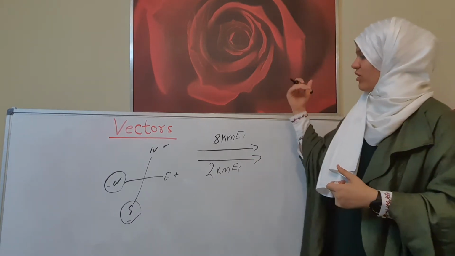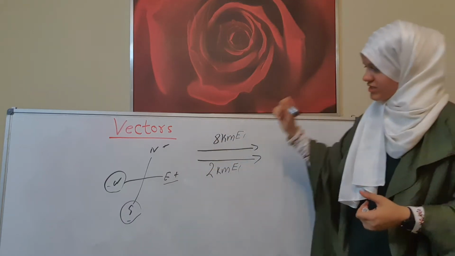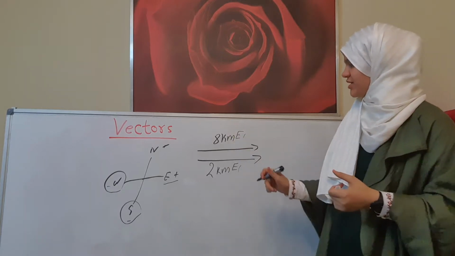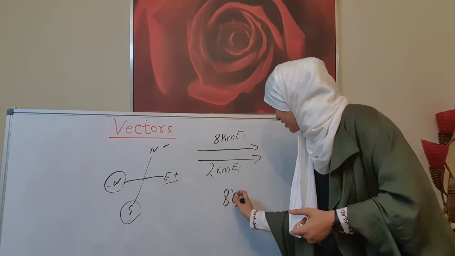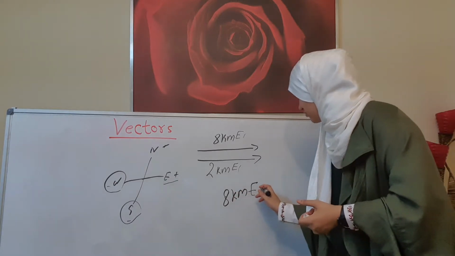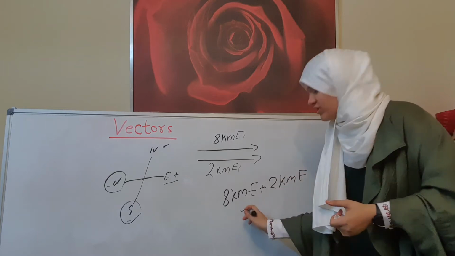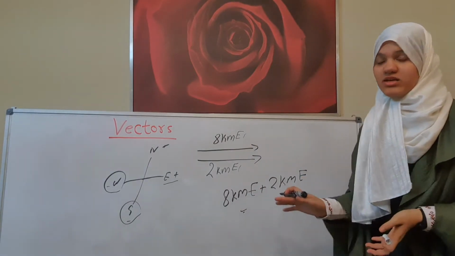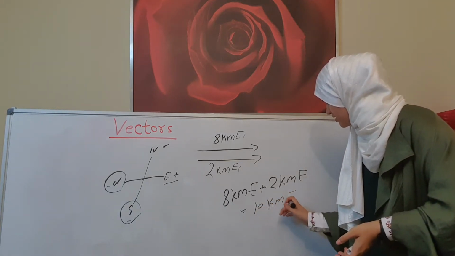Now here what we have is positive, in the line of the positive way. So that means 8 kilometer east plus 2 kilometer east. What is the final answer? 8 plus 2 is 10. So that means 10 kilometer east.